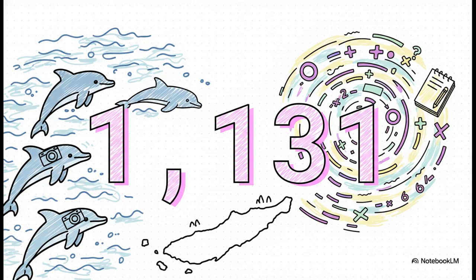And here is the incredibly satisfying payoff of our math. We get an estimated population size of 1,131 Hector's dolphins at Banks Peninsula. It's brilliant, right? Without having to somehow corral over 1,000 wild dolphins, field ecologists could accurately gauge the size of an endangered population just by snapping some photos and doing a little algebra. It literally turns the vast, unknowable ocean into a solvable puzzle.